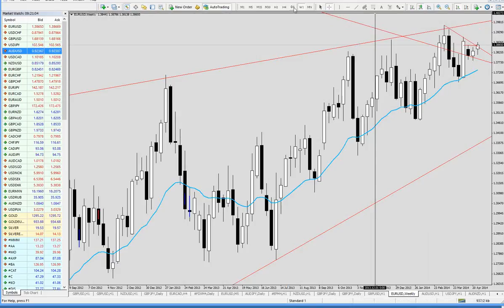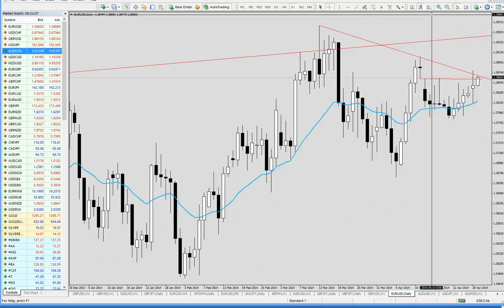Okay, now let's get back to daily. We did not close this gap yet. We were trying yesterday and indecision, right? We finished in the middle of the daily range.